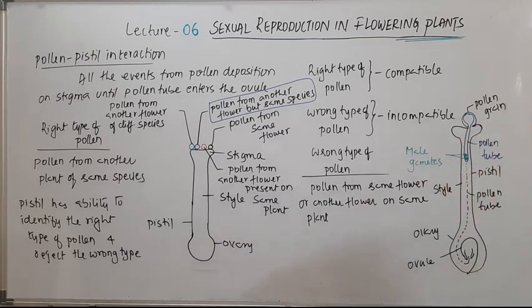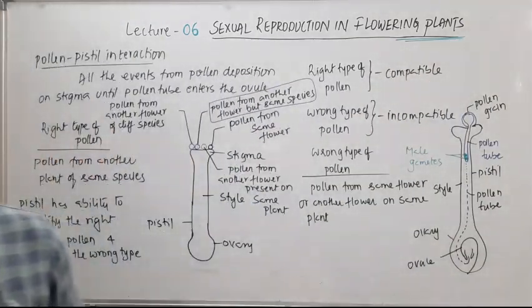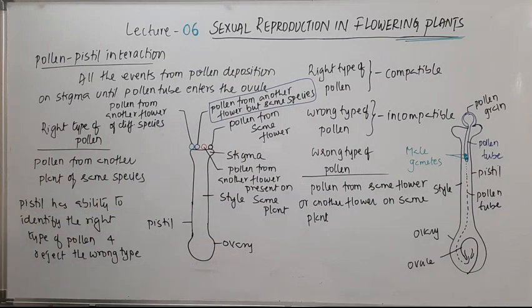So the right type of pollen is accepted, and if that is the case, then the pollen grain will germinate and the pollen tube will grow through the style, enter the ovary and finally enter into the ovule, and ultimately it will reach the embryo sac through one of the synergid cells.